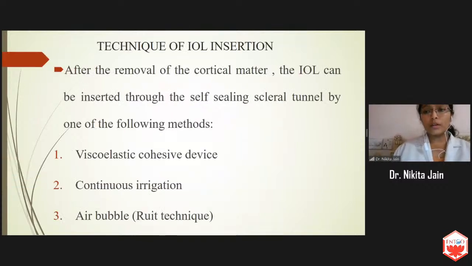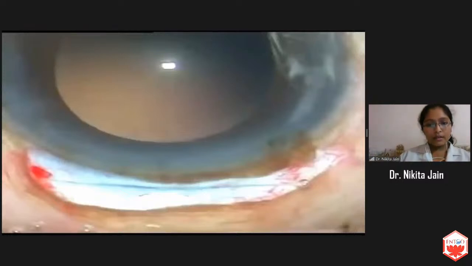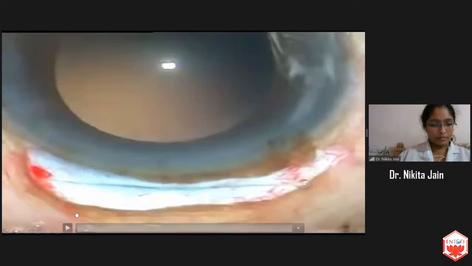After the removal of cortical matter, the IOL can be inserted through the self-sealing scleral tunnel by one of the following methods: by injecting a viscoelastic cohesive device, by continuous irrigation using the anterior chamber maintainer, or by injecting an air bubble, that is the Ruiz technique. This is a video to demonstrate the insertion of a PMMA rigid IOL.